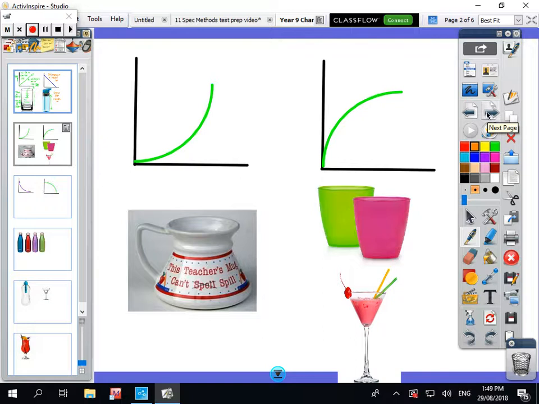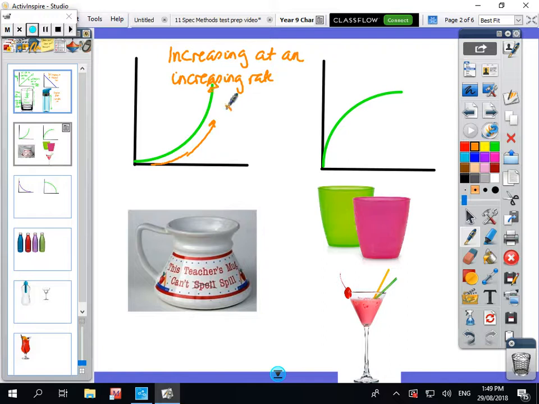Okay, so then we're going to do some other ones. Again, this is going up, so it's increasing, but it's not going on a straight line. It's getting quicker as we get closer to the top. So it's increasing, but it's increasing at an increasing rate. And for it to increase at increasing rates, it must mean it's getting narrower at the top of the container.